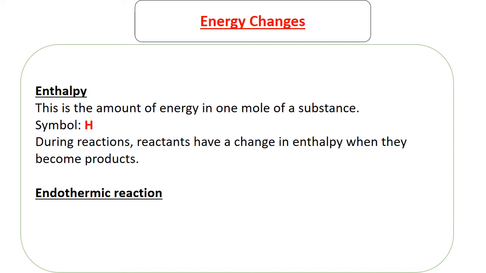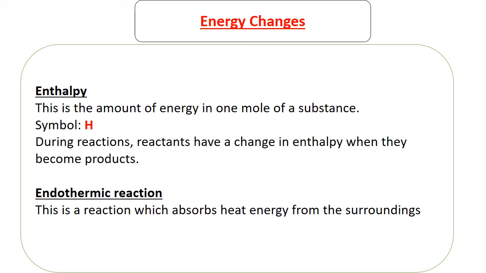So we're going to start with 2 types of reactions that have to do with heat. The first one is the endothermic reaction. Endo means inside, thermic has to do with temperature or heat. So an endothermic reaction is simply a reaction which absorbs heat energy from the surroundings. For this reaction to occur, it has to absorb heat from the surroundings. Endo, inside, thermic, heat. So taking heat inside, that's what endothermic reactions do.